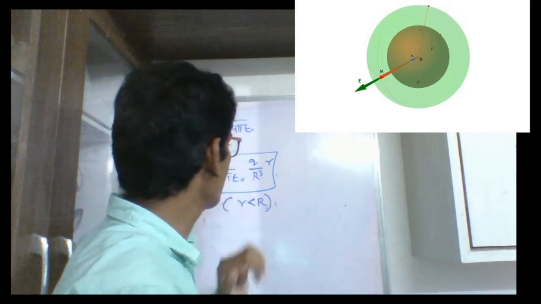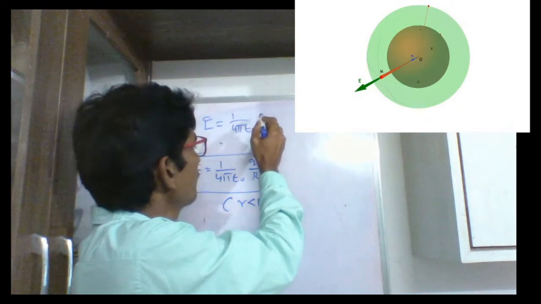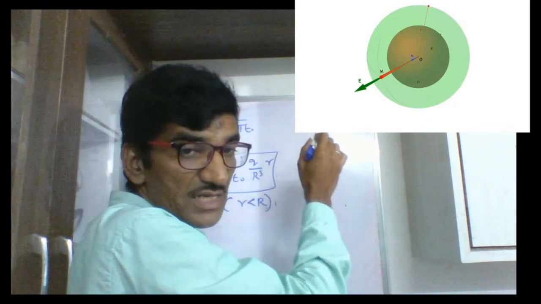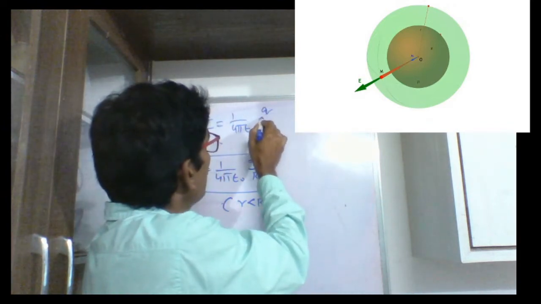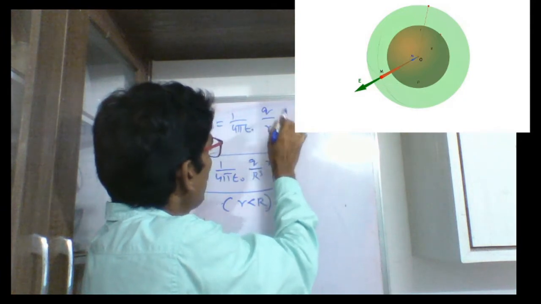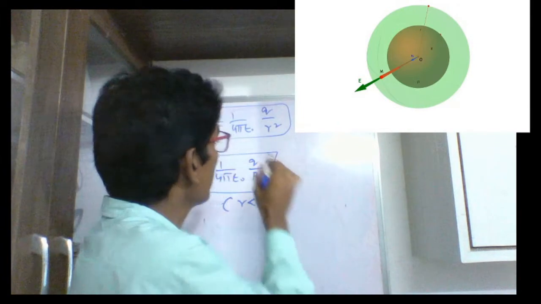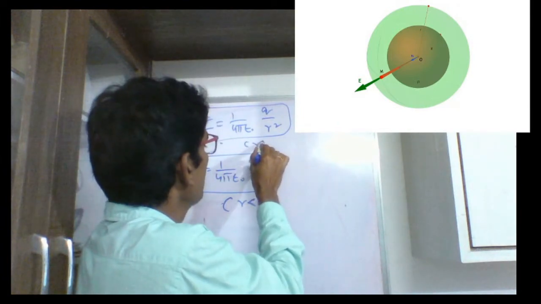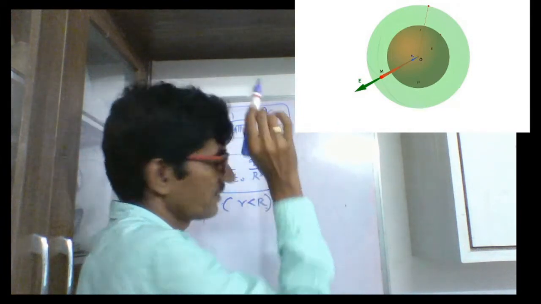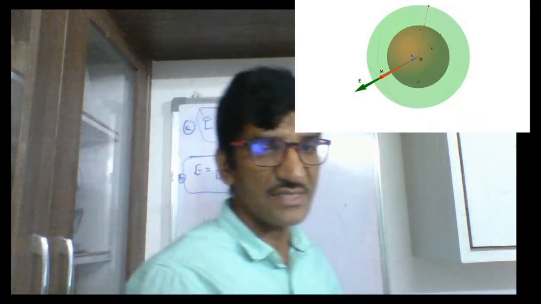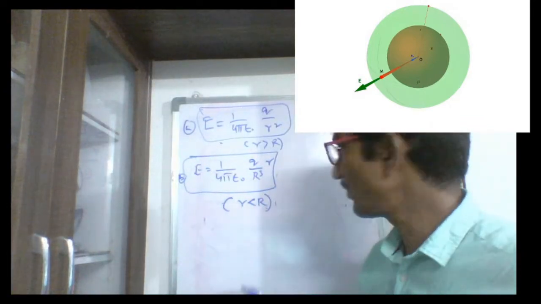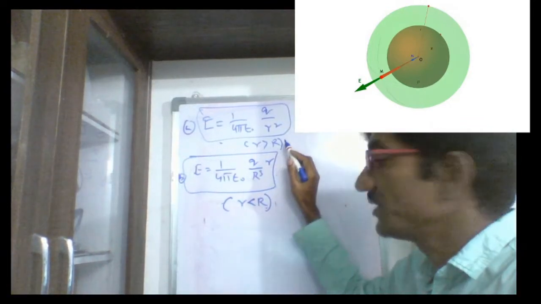In the earlier case, we got E is equal to 1 by 4 pi epsilon naught, same as Coulomb's law, Q by r square. Where is it applicable? For outside points. That means what you have to write here? r is greater than R. So what is the difference in the fields in these two cases?